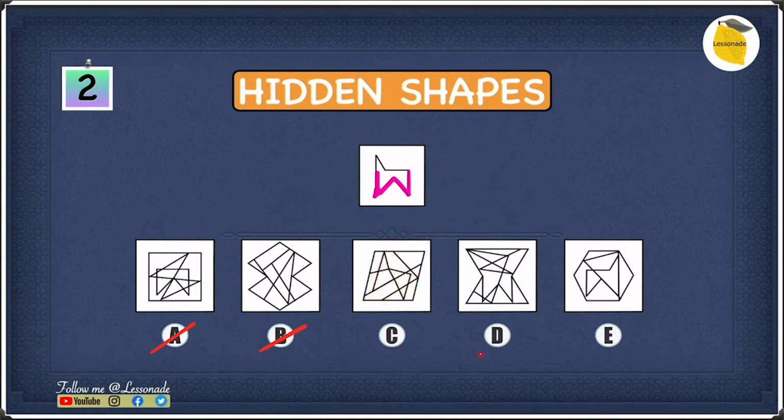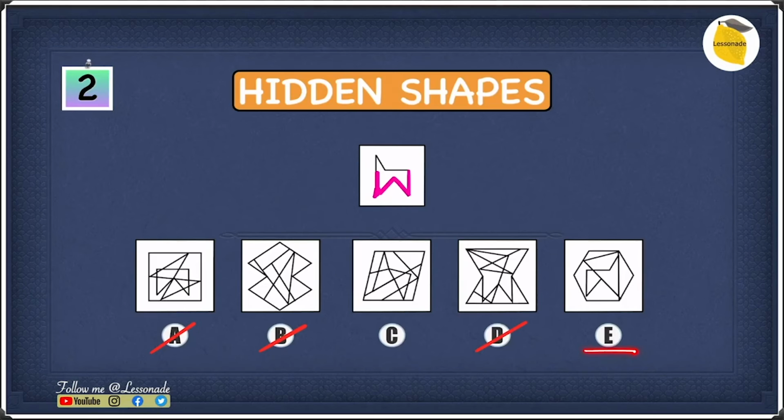But let's check D and E just to be sure that C is our answer. So let's start with D. In D, we have another W shape. We can see one right here, but if you notice, the W shape goes like this if you go your way upwards, and this shape is nothing like the one we have at the top, so therefore we can also cross off D. So now we're left with E and C.